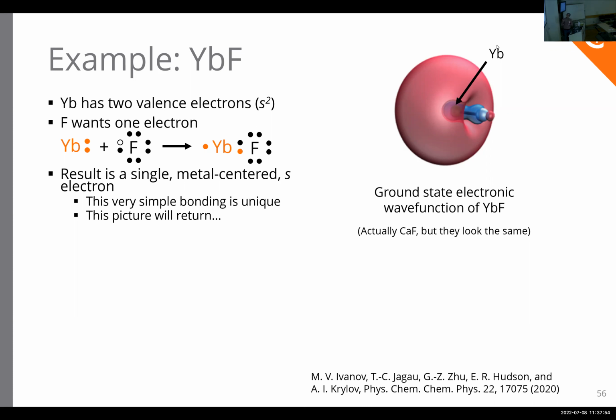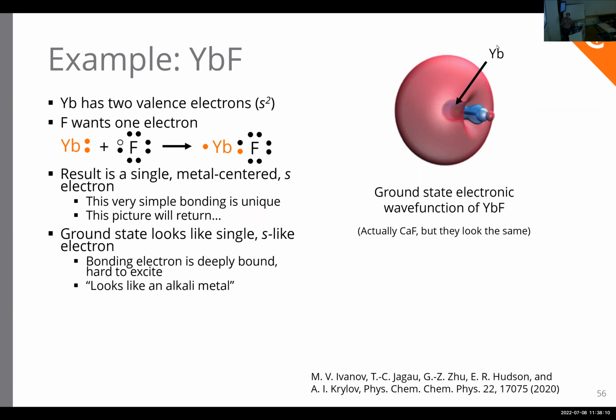So you end up with a single metal-centered S electron. If you do a proper quantum mechanical calculation of the electronic wave function on ytterbium fluoride, it looks like this. It's a big blob centered mostly around the ytterbium. We're going to look at this picture again later for a different reason.